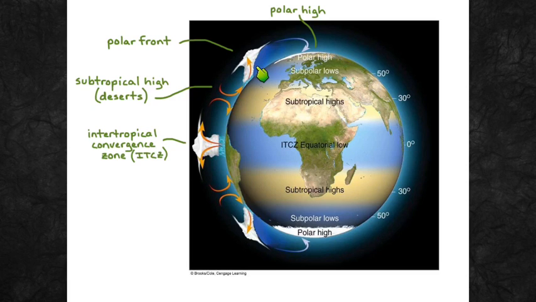Now, around 60 degrees up here, we again have a region of upward motion on average that tends to be wetter than average. But it's worth making a distinction between how the rain falls in this region compared to how it falls in the intertropical convergence zone.